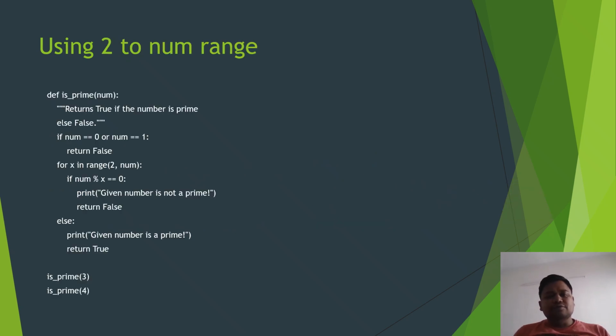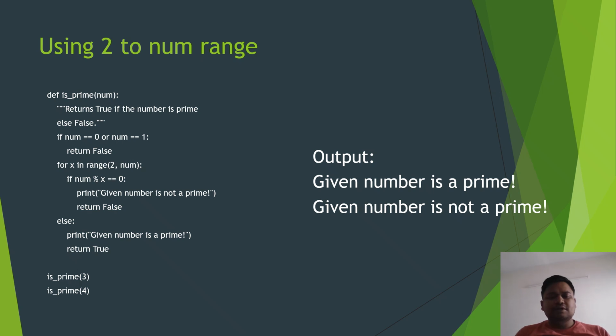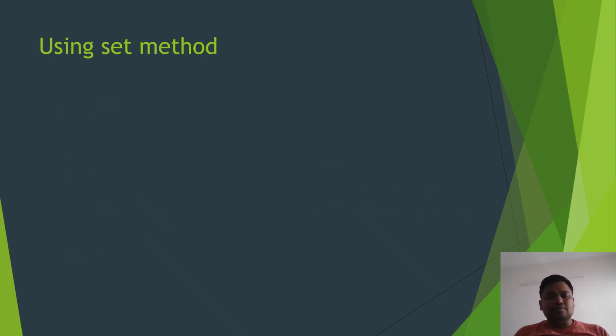So the third method is using the 2 to num range, where we define an is_prime function, and is_prime(3) and is_prime(4) we have called, with 3 as an input and 4 as an input to that function. So if number is equal to 0 or number is equal to 1, return false, it's not a prime. For x in range 2 to num, if number modulo x is equal to 0, print given number is not a prime, return false. Else print given number is a prime, return true. So the output will be: given number is a prime for 3, given number is not a prime for 4.